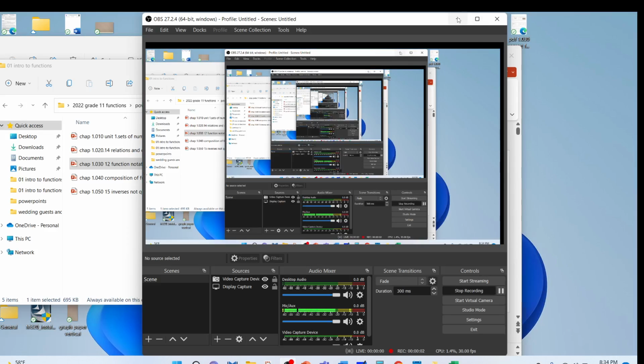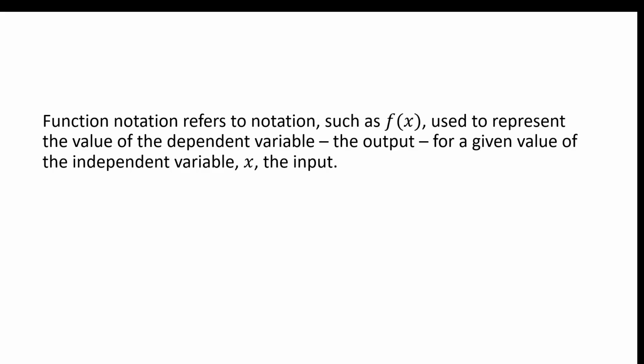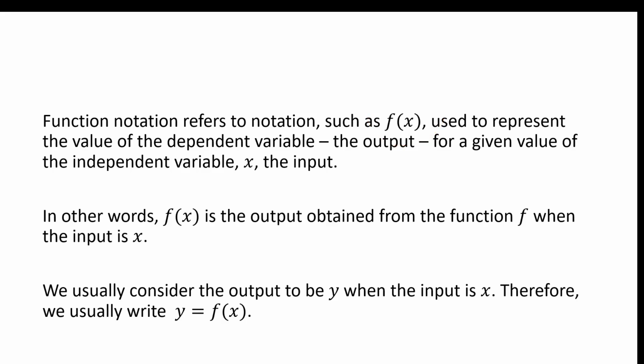In this video, we're going to talk about function notation. Function notation refers to notation such as f of x used to represent the value of the dependent variable, i.e. the output, for a given value of the independent variable x, i.e. the input. In other words, f of x is the output obtained from the function f when the input is x. Now, usually we consider the output to be y when the input is x.